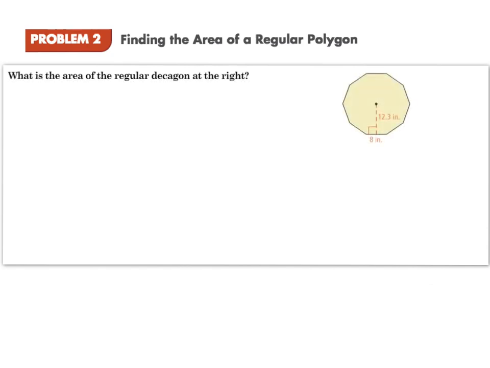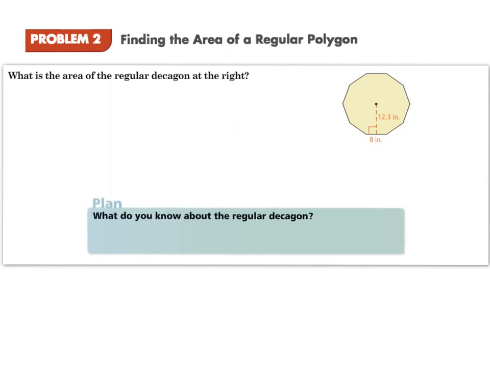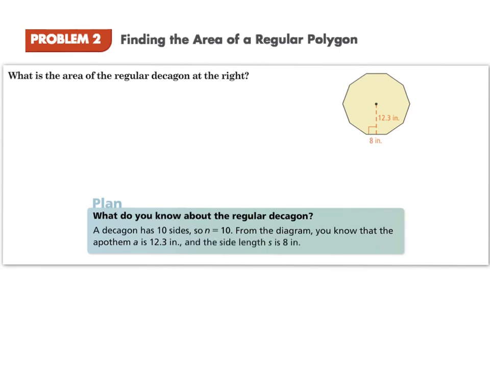In this problem, you will find the area of a regular polygon. What is the area of the regular decagon at the right? What do you know about the regular decagon? A decagon has 10 sides, so n equals 10. From the diagram, you know that the apothem, A, is 12 3/10 inches, and the side length, S, is 8 inches.